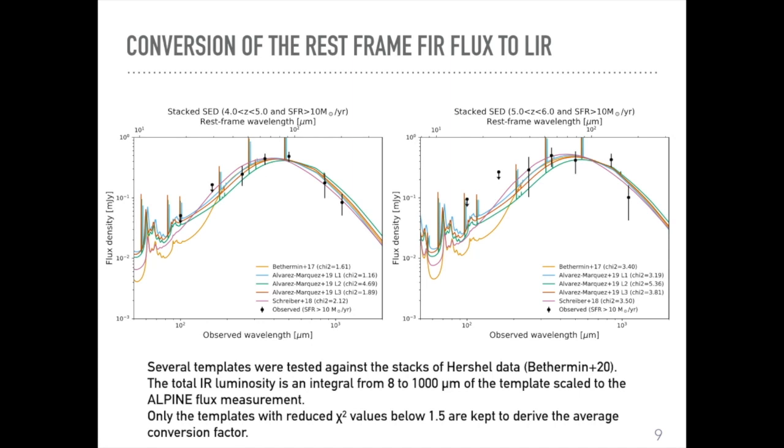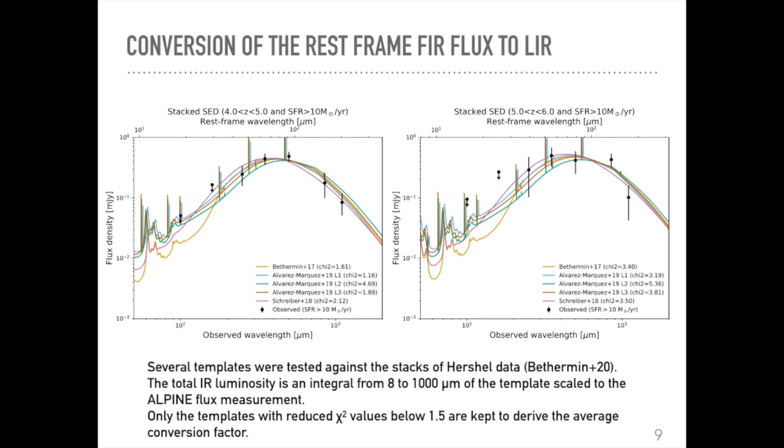The main caveat here is that using just one point in the rest frame far infrared, we need to get the total infrared luminosity. And for that, it's necessary to use some spectral energy distribution templates. And there are several of them available in the literature, and the results will depend on the template. To choose the templates, I used the stacks of Herschel data available in Matthew Bethermin's paper, and I only chose templates which have reduced chi-square values below 1.5.